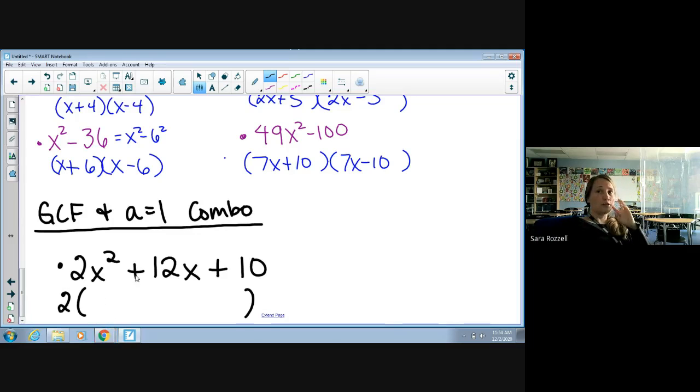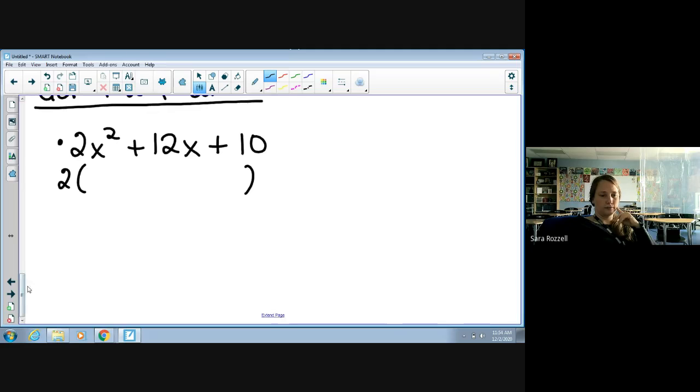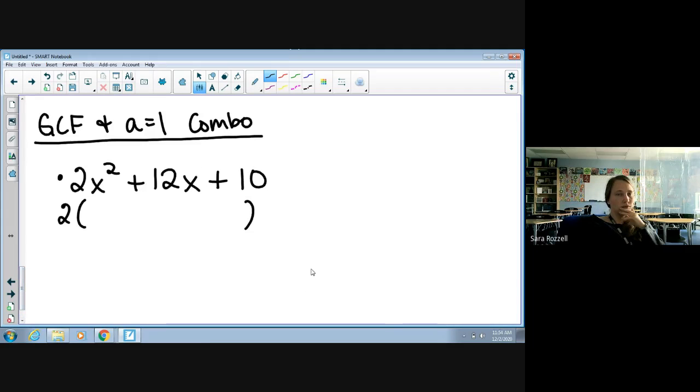So this is our backwards distributing that we're going to try at the beginning. 2 times what is 2x squared? Is it x squared? 2 times x squared is 2x squared. Okay. 2 times what is 12x? 6x. And 2 times what gives us 10? 5.